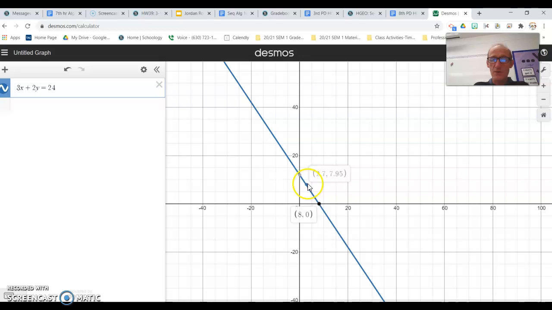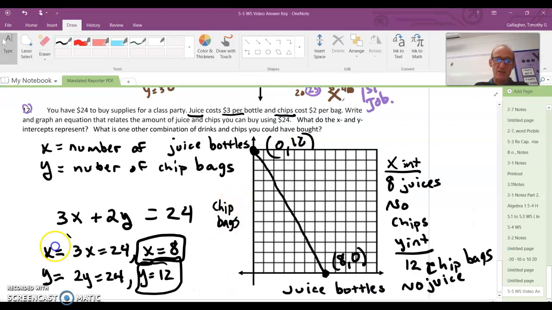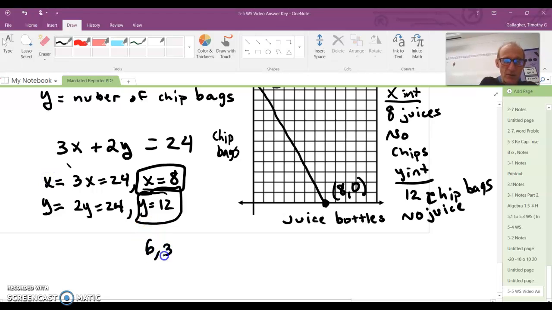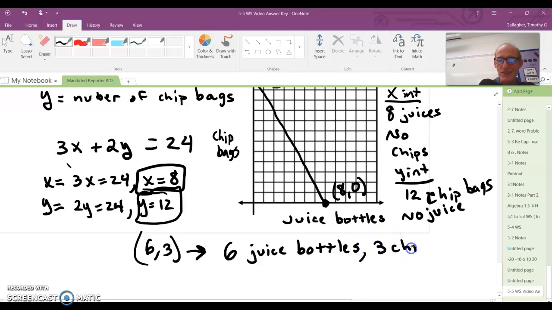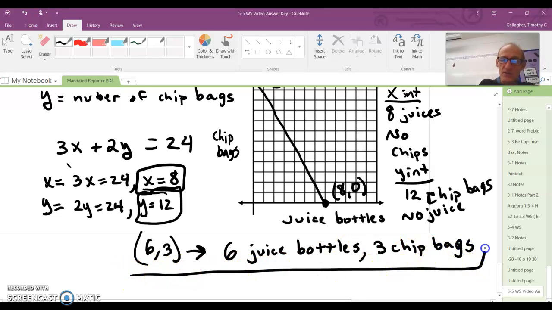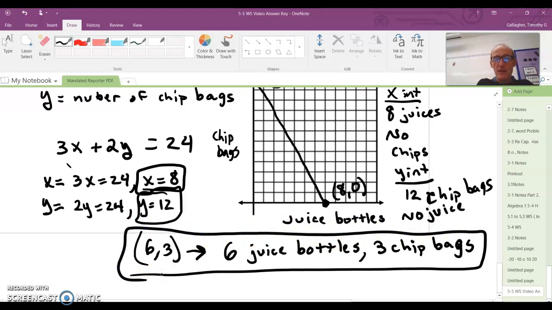Is there anything more that we can do? We're going to go with 6, 3, folks. So 6, 3 is a good number. So we'll go back and hit up 6, 3. This represents 6 juice bottles and 3 chip bags. That's 6, 3, 1, 2, 3, 4, 5, 6, and then 1, 2, 3. Whoops. Which is right there, maybe?